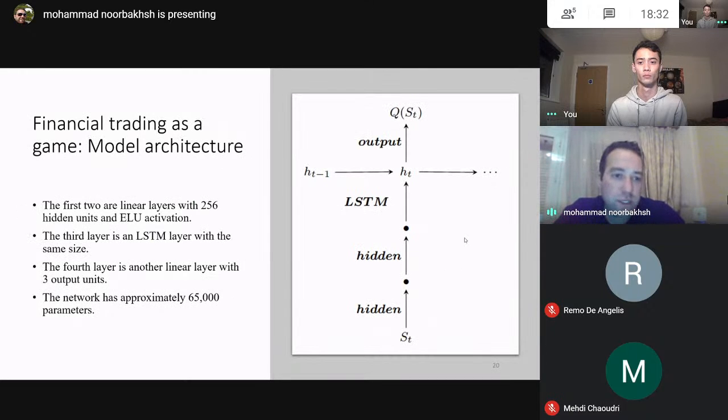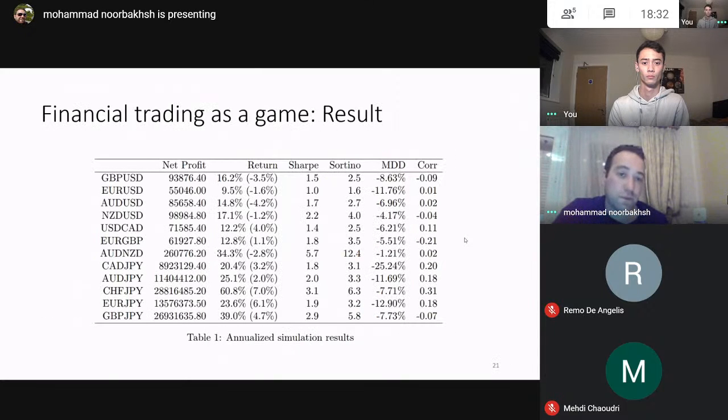For the model, they use this architecture. The first 2 are linear layers with 256 hidden units. The activation function is ELU. The third layer is an LSTM layer with the same size. And the fourth layer is another linear layer with 3 output units. So the network has approximately 65,000 parameters.